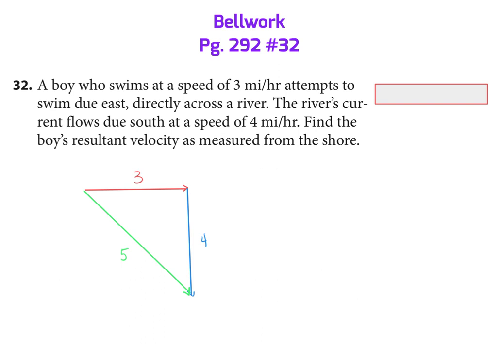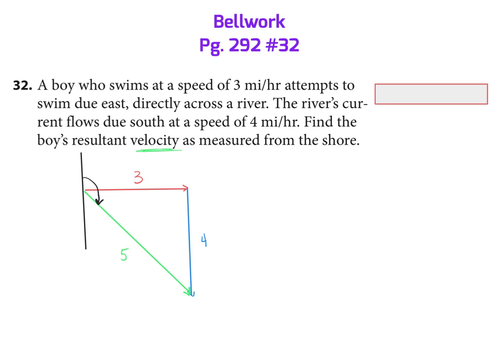That's not the only thing they're asking for. They did not say his speed. They actually said his velocity. That's a really important term because remember we talked about that velocity includes speed and direction, all right? And so they said measured from the shore. So we're going to assume then, based on my drawing, that the shore is right here. So we need to know what this angle is, all right?